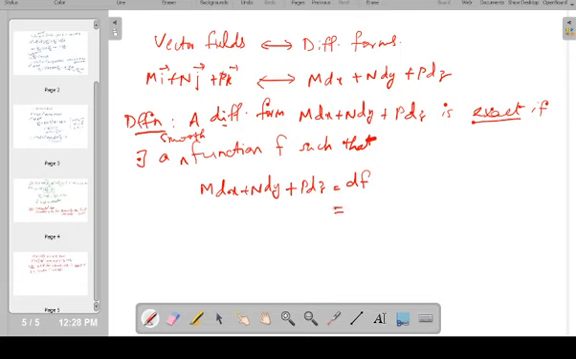What is df? Do you remember this? This is called the total differential of small f, which we have learned in the functions of several variables chapter. So df is, remember, dou f by dou x dx plus dou f by dou y dy plus dou f by dou z dz. This is what is meant by df. We have already learned this in the first module.